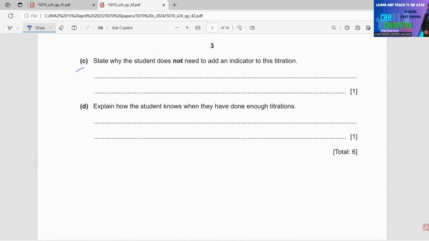Moving to part c. State why the student does not need to add an indicator in this titration. Now in this experiment, they are using potassium manganate 7. It's a self-indicator. So you write potassium manganate 7 is self-indicating.